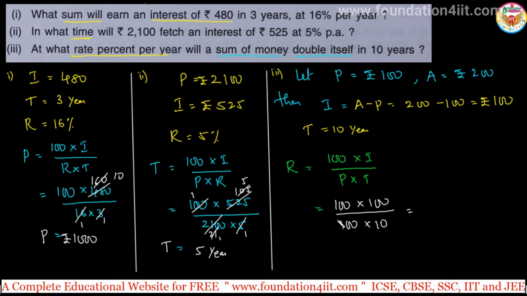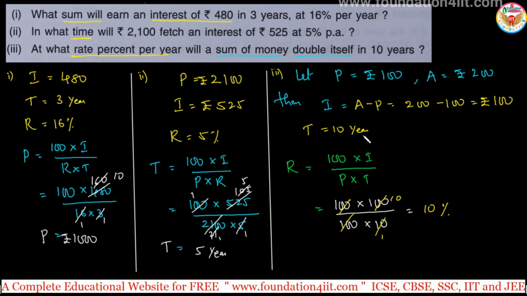Just calculate, you get the answer. 100 cancels, 10 ones are 10 tens. So 10%. At the same 10%, the sum of money will be doubled in 10 years. If you take exactly 10%, after 10 years the amount is exactly double.